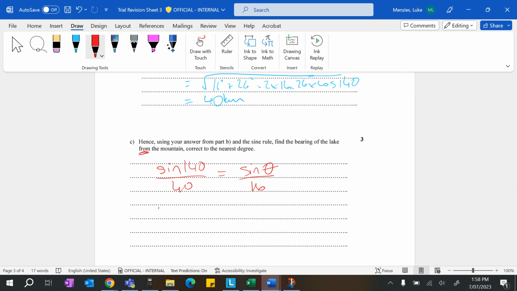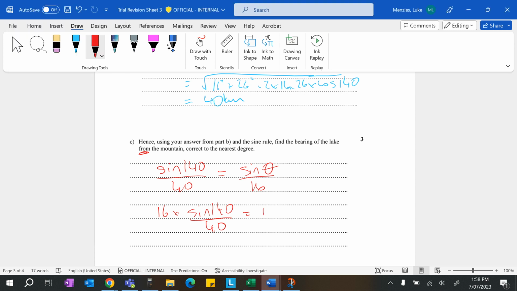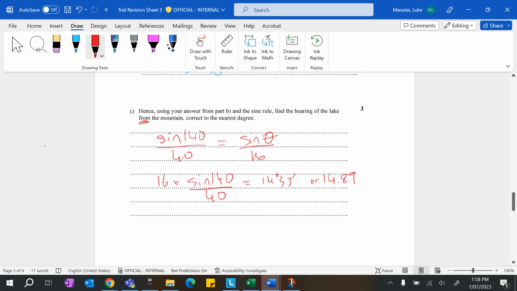All right, and then we go 16 times, because it's on the bottom, sine 140 over 40 is equal to, and hopefully the answer is still on my calculator. Yes, it is. 14 degrees and 53 minutes, or 14.89. We'll take both at the moment. Now what we need to do, as I said before, is 180 minus 75 minus the angle we just found.